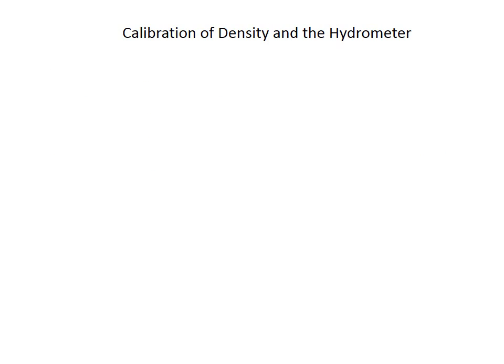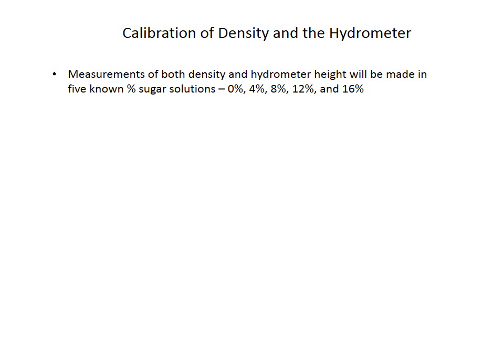So when we talk about the calibration of the hydrometer, here's what we're going to see. We're going to take measurements of both density and hydrometer height in 5 known sugar percent solutions. They're going to be 0, 4, 6, 8, and 12. If they aren't, don't panic, just write down whatever they are, and we'll use what those are going to be.